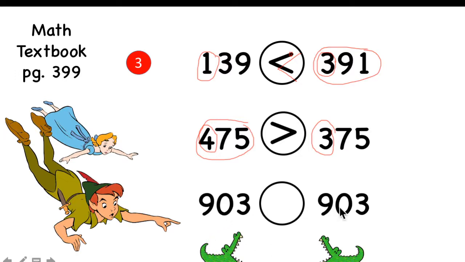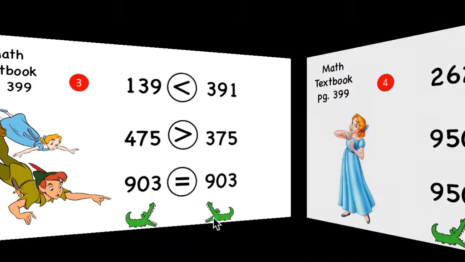903 and 903. You can see that the numbers are the same. It means they are equal.